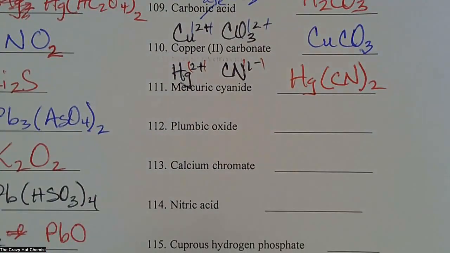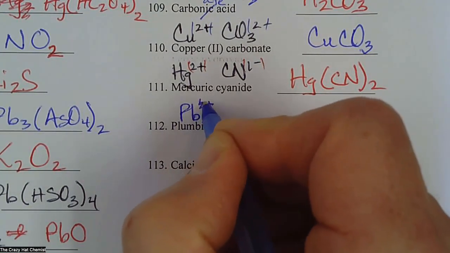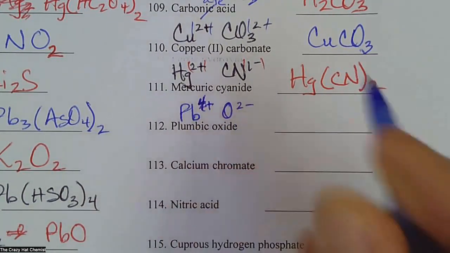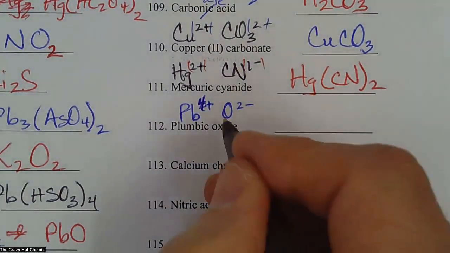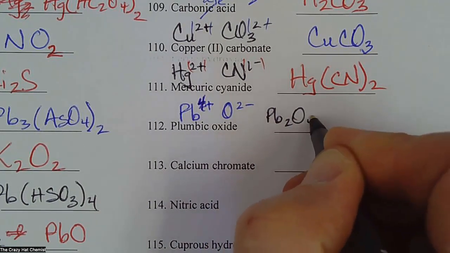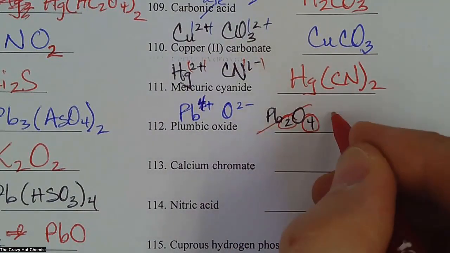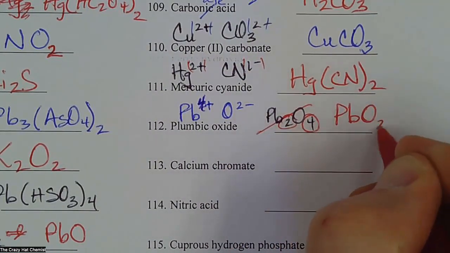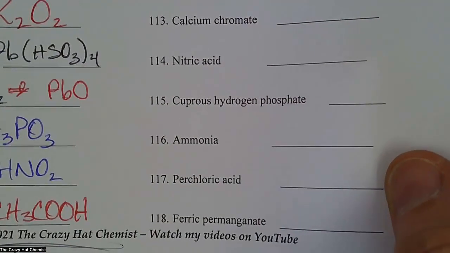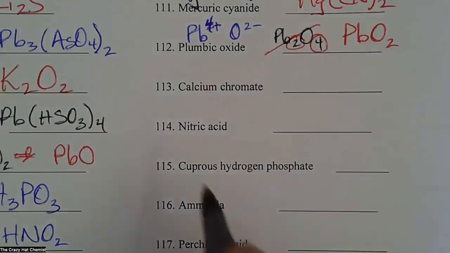Next one here is plumbic oxide, Pb4 plus for plumbic oxide, periodic trend, O 2 minus. Pb2O4, and then yes, you have to reduce these, and so that would be PbO2. Okay. Scrolling this on up here. Whoa, that's right, folks. All right.